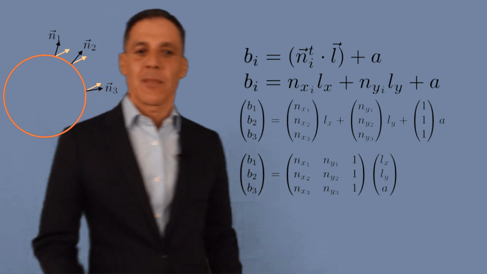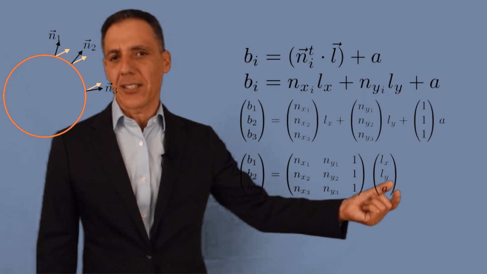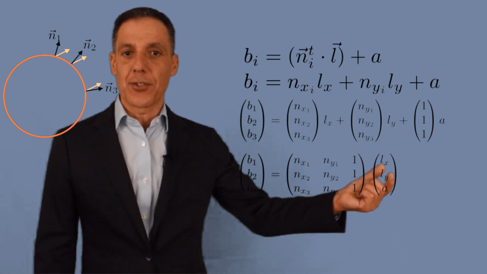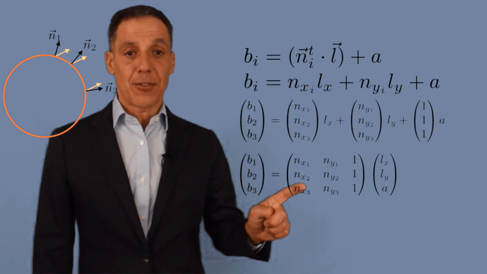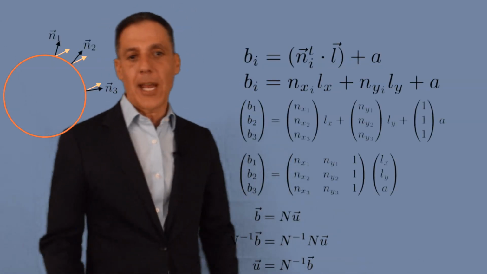Why did I do that? Well, now I'm sort of home. Why? What am I trying to do? I'm trying to estimate Lx, Ly, A. That's the lighting, both the direction and the ambient term. I've got a 3 by 3 matrix here. If I assume that matrix is invertible, well then I'm home.